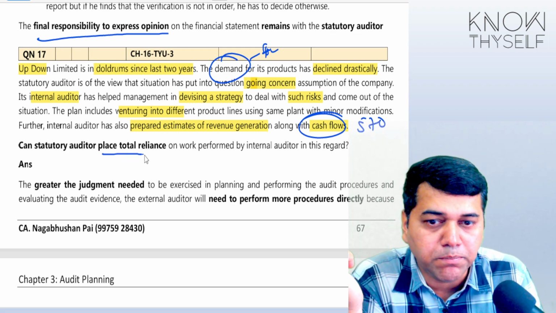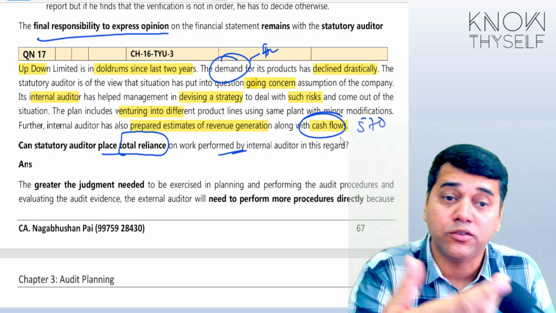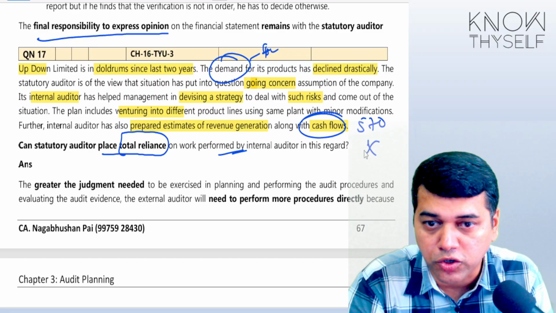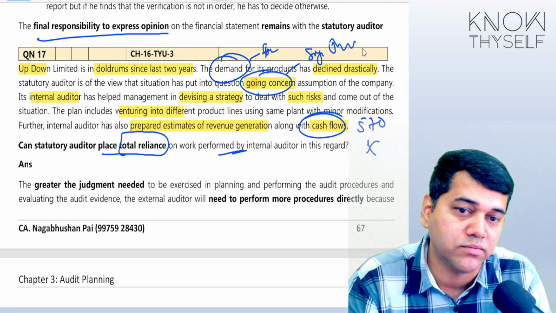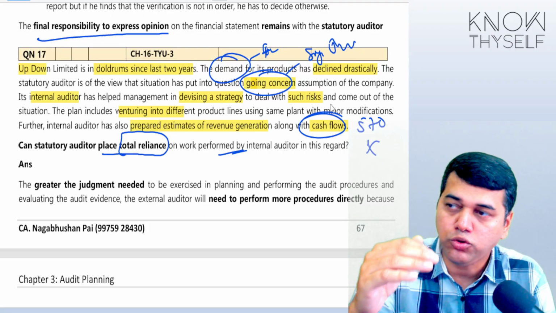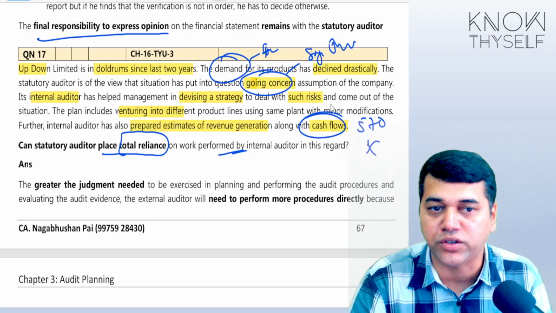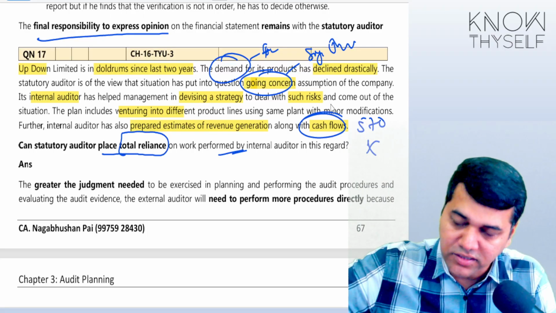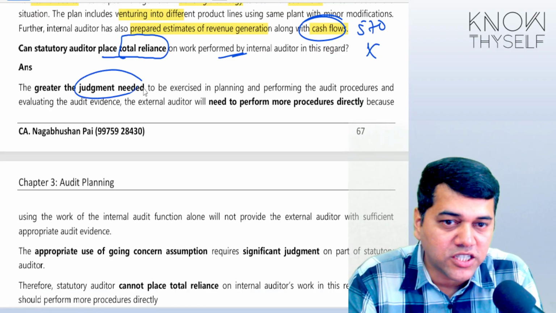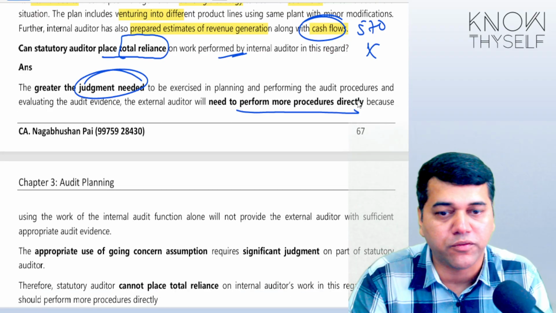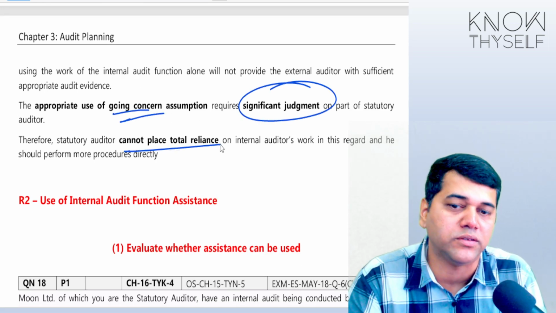Can the statutory auditor place total reliance on this work of the internal auditor? Since they have done it, and going concern must have been addressed, the answer is no. You cannot, because the going concern assumption requires very significant judgments. So you have to use their work as little as possible, and you have to perform it independently yourself. They must have done certain things, you take their work, but don't rely 100% on it. Greater judgment is needed, and you have to perform that independently yourself. Going concern assumptions require significant judgment, so you cannot place total reliance.